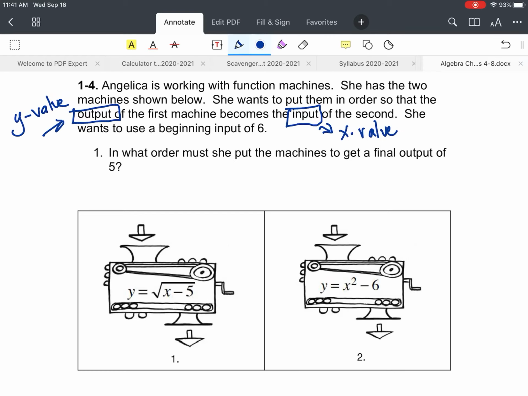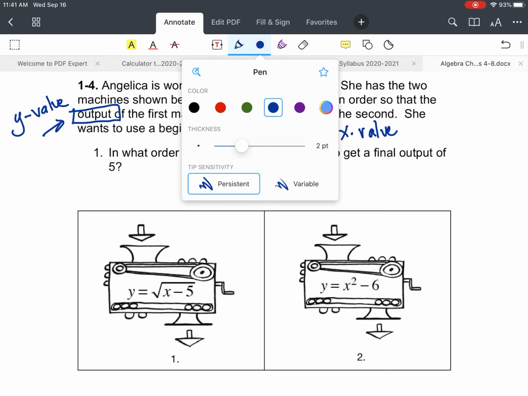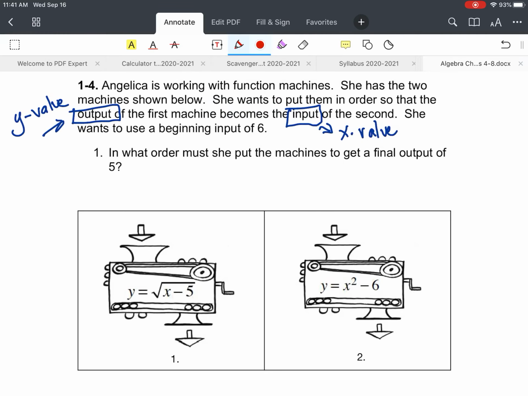She wants to use a beginning input of 6. So we're going to highlight that too. So that means she wants to start with an input of 6. And in question number 1, it says, in what order must she put the machines to get a final output of 5? That means we want the final Y value to be 5.